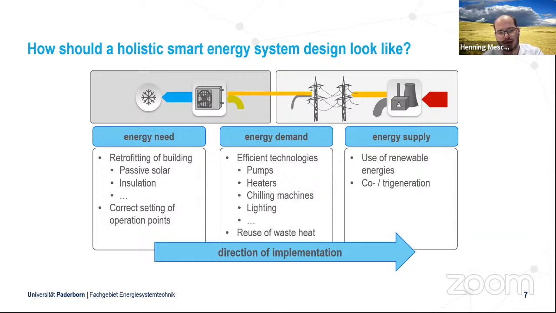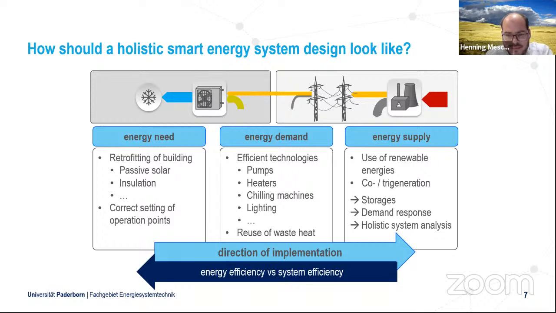Then maybe the measures you have done on the supply side are no longer working with that new energy need. So first, reduce your energy need, then reduce your energy demand, and then think about the energy supply.